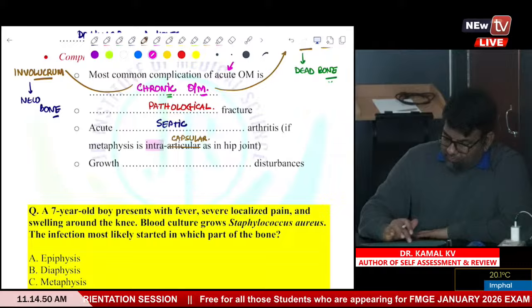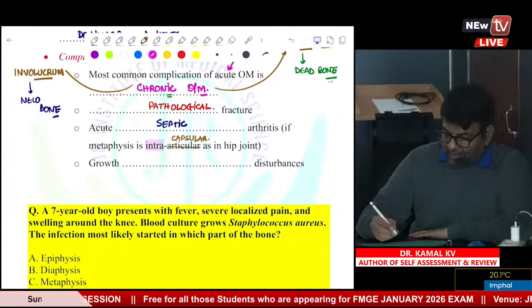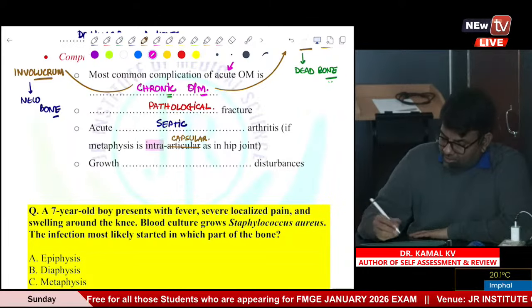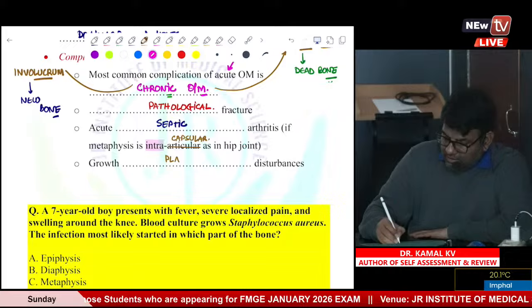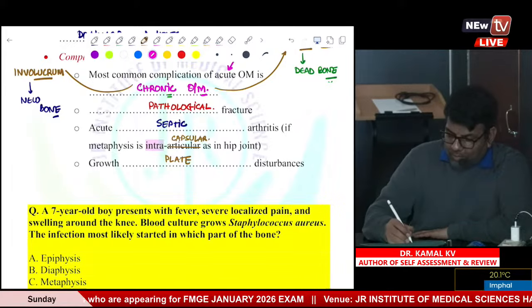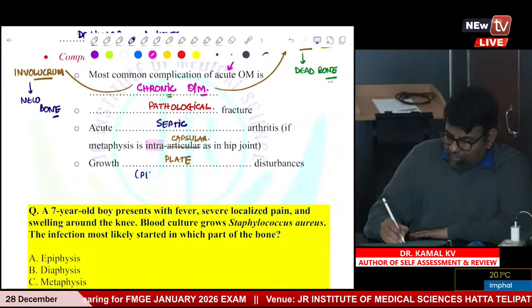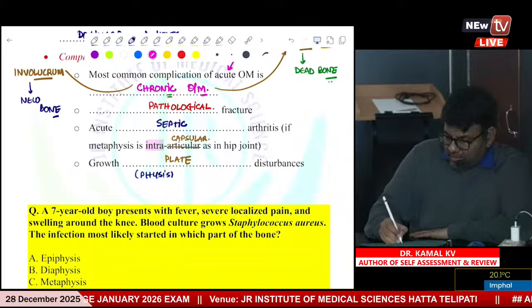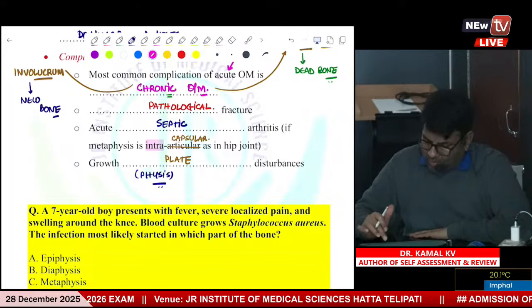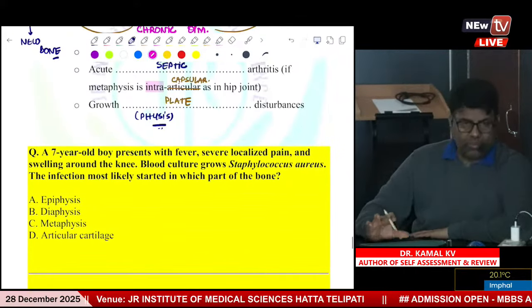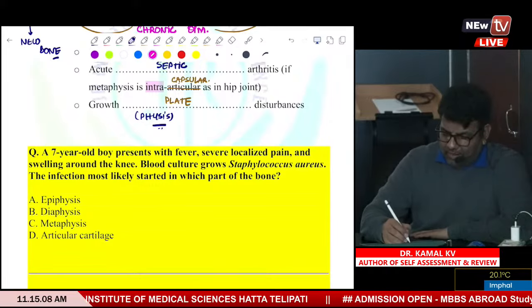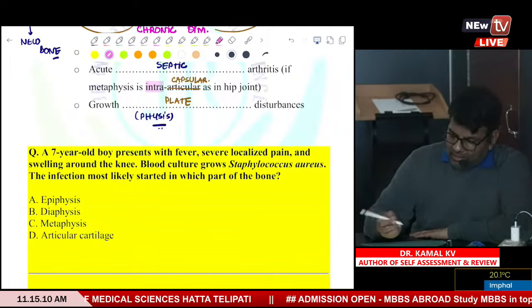And the physis can be disturbed at times, and that can lead to growth plate disturbance. Growth plate is what? It is actually the metaphysis. So there can be a problem. There may be deformity or limb length inequality. So again, take a question.